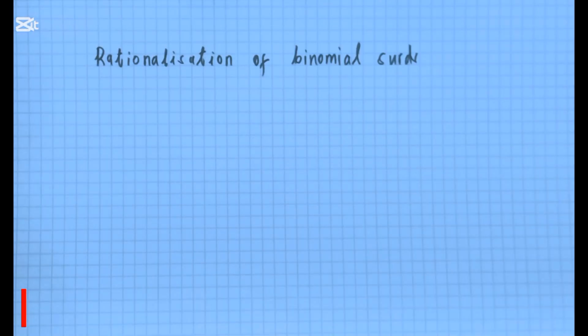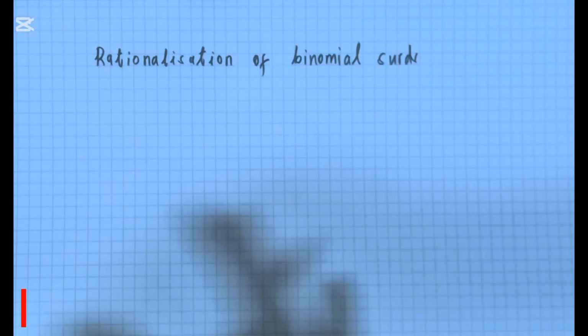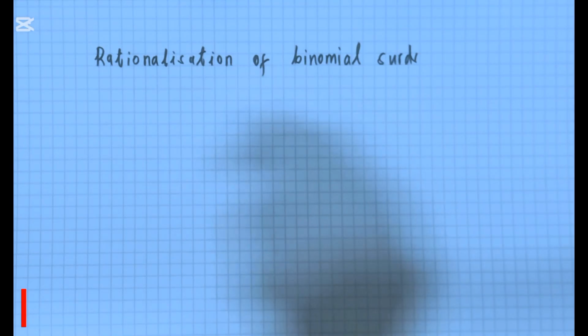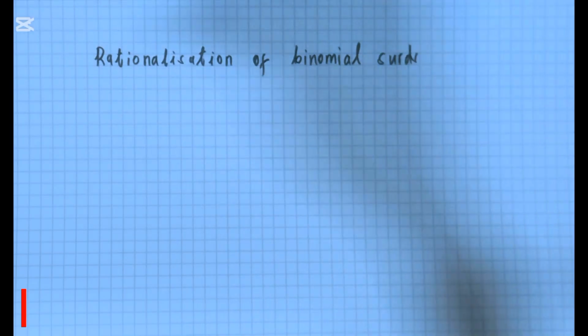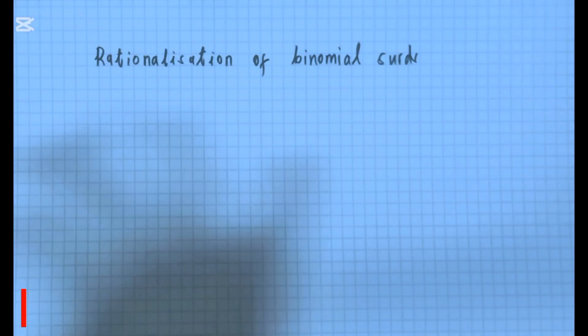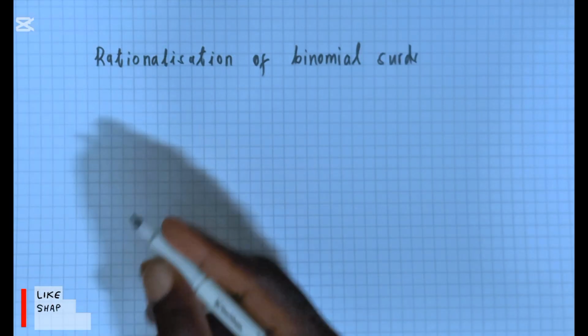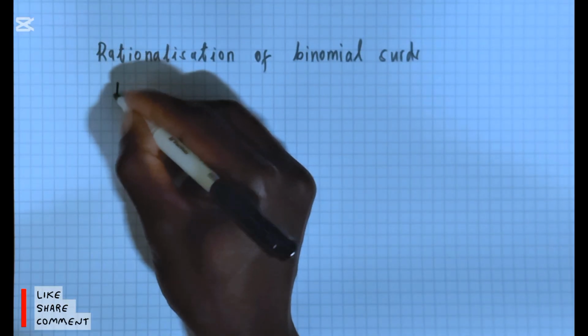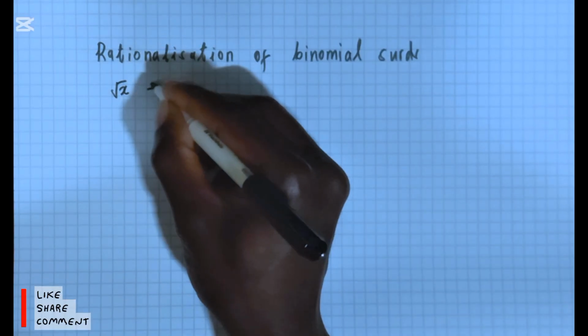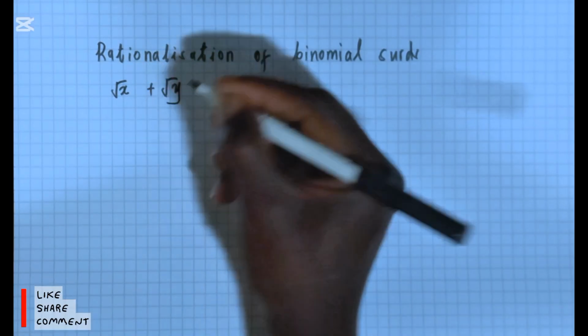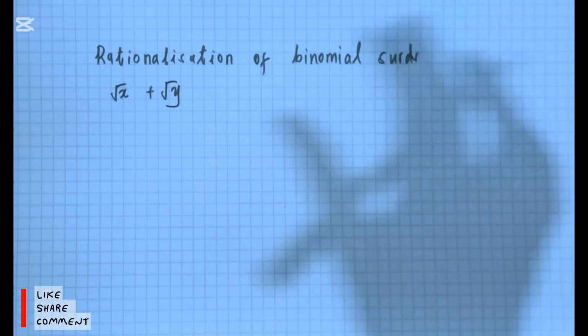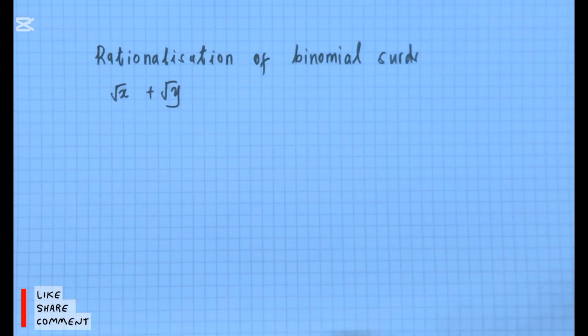In today's class, we discuss rationalization of binomial surds. So basically, binomial surds are surds that are made up of more than one term. All right. An example of a binomial surd would look something like, let's say, you have the surd of x plus the surd of y. So whenever you have a surd that is made up of more than one term, we say that that is a binomial surd.